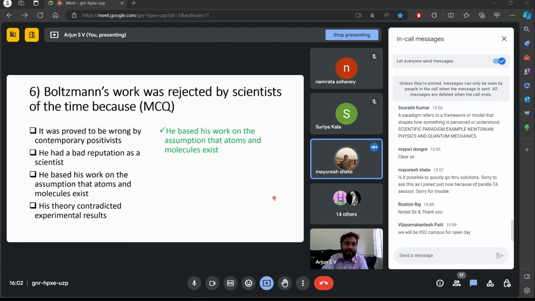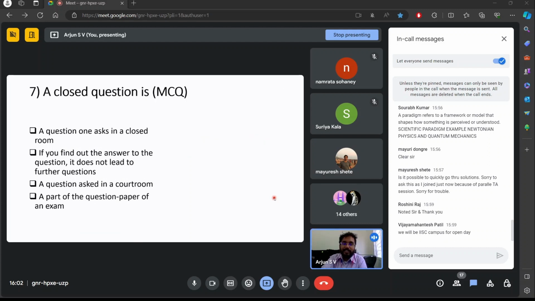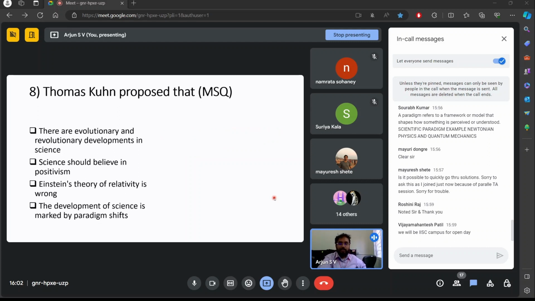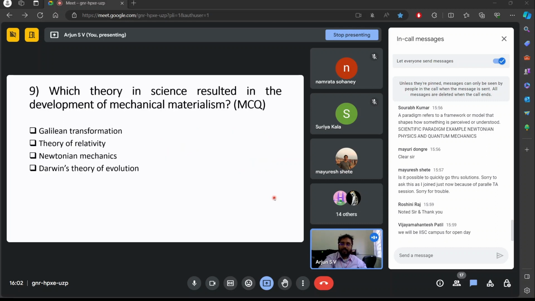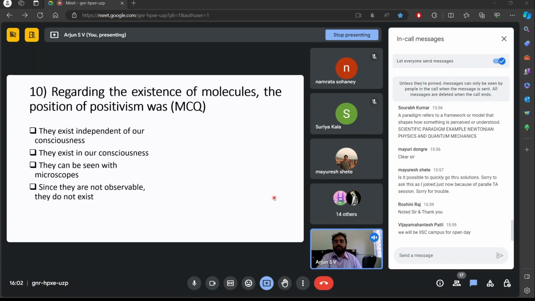Then question number seven, a closed question is one where, if you find out the answer, it does not lead to further questions. So gravitational constant and all those stuff. Question number eight, Thomas Kuhn proposed that there are evolutionary and revolutionary developments in science, and the development of science is marked by paradigm shifts. Question number nine, which theory in science resulted in the development of mechanical materialism? Answer is Newtonian mechanics. And last question, regarding the existence of molecules, the position of positivism was, since they are not observable, they do not exist.